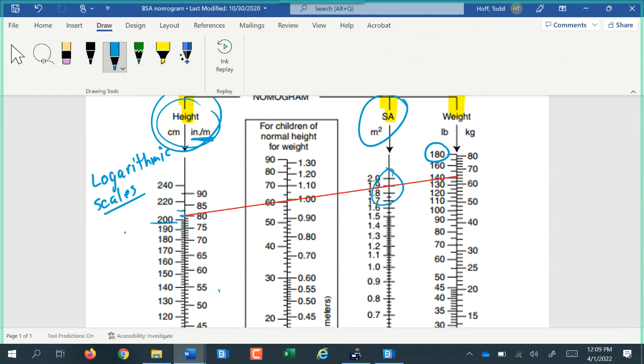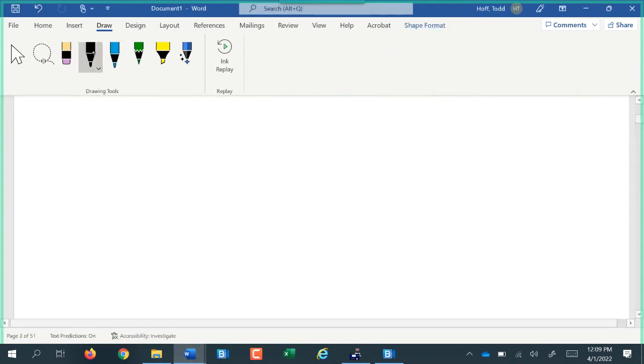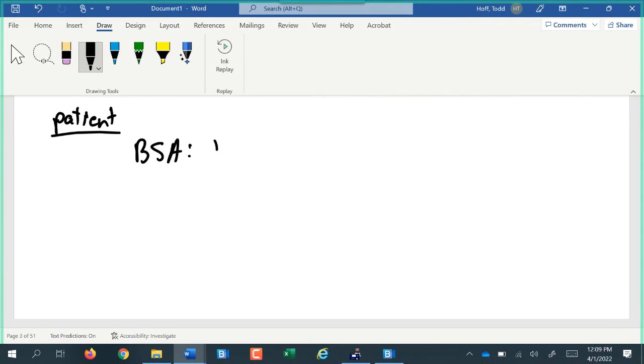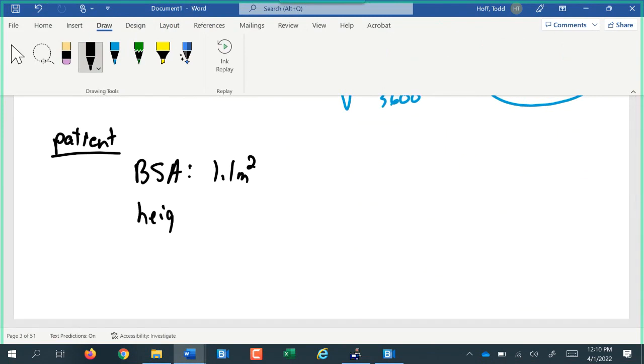Now, the nomogram can also be used to work backwards. Let's say we have a patient that has a body surface area of 1.1 meters squared. And we know that they have a height. Their height is 160 centimeters. We can find their weight in kilograms.